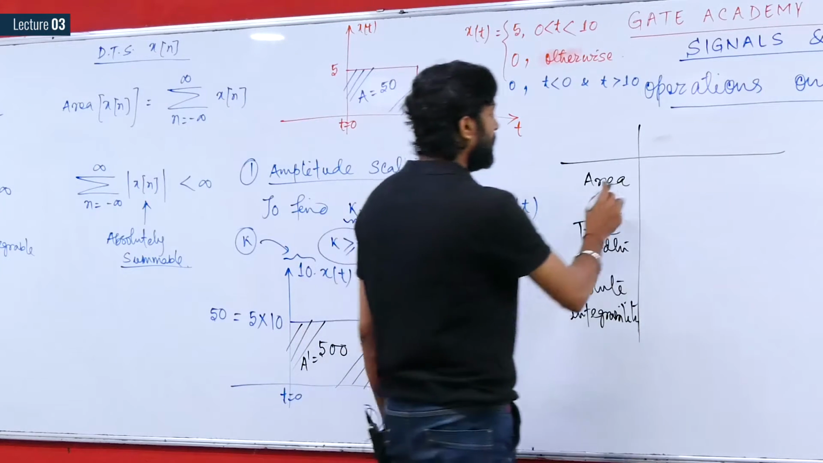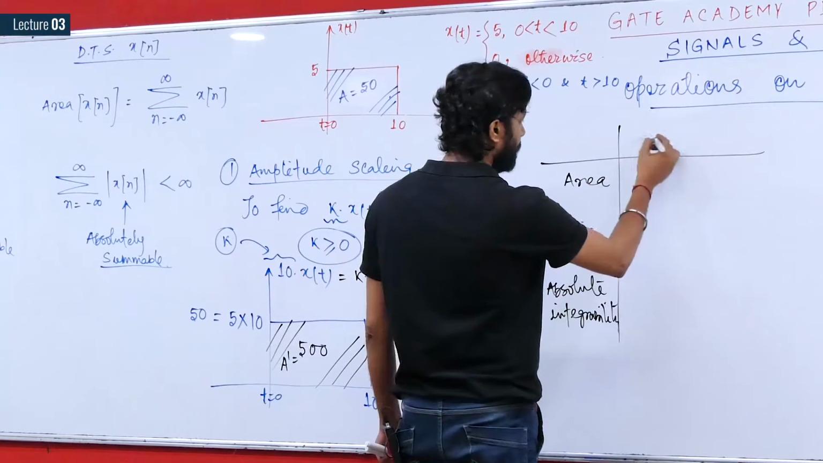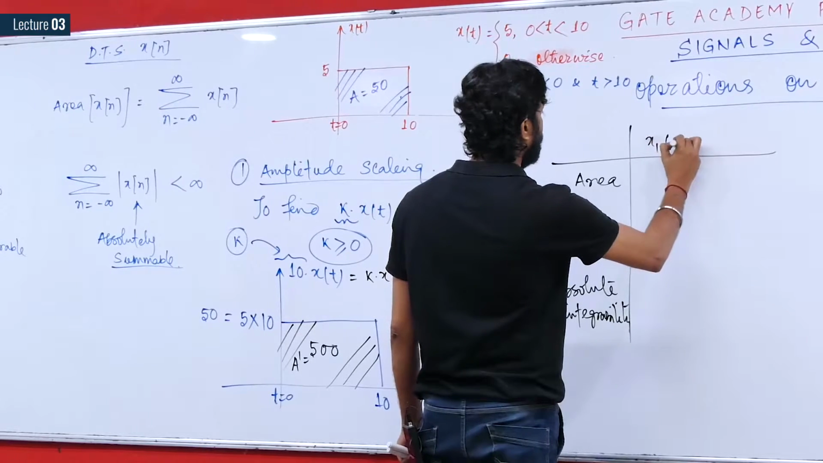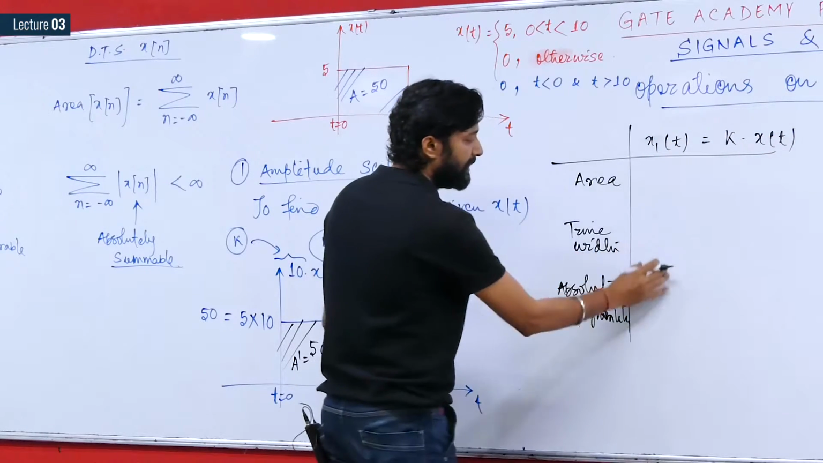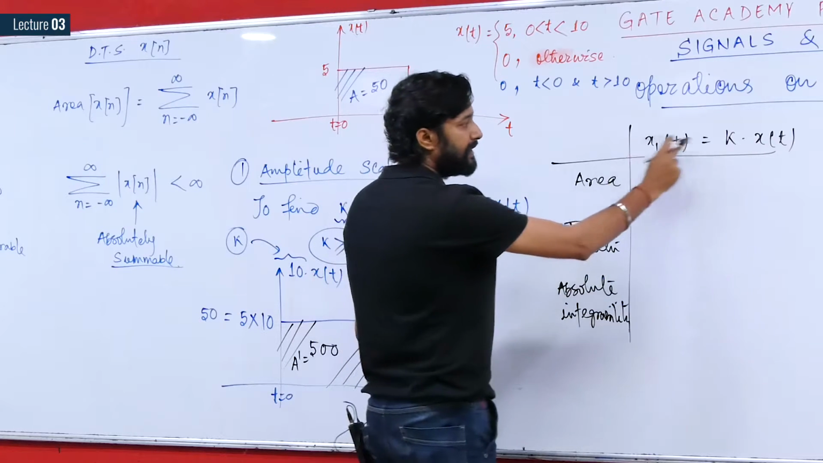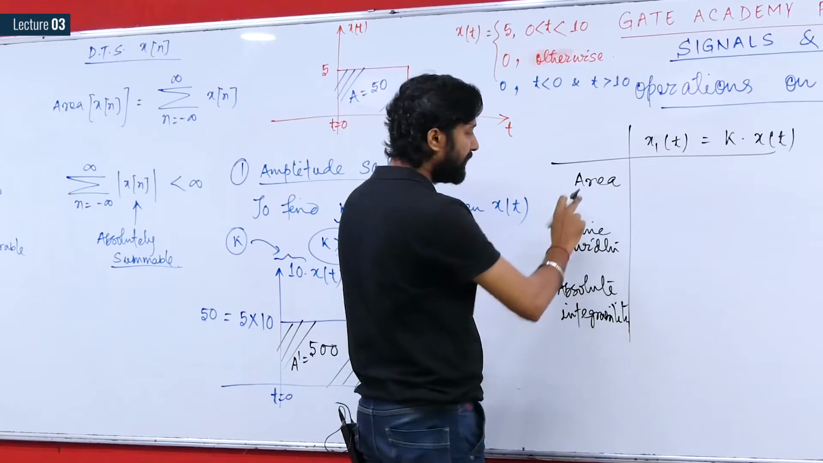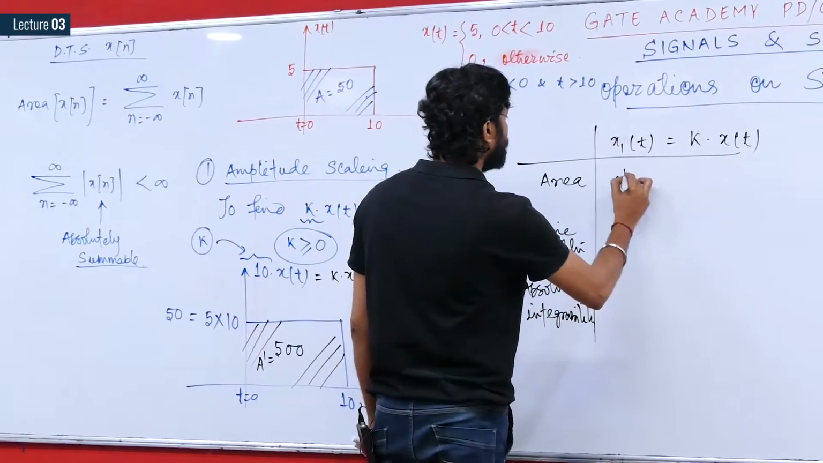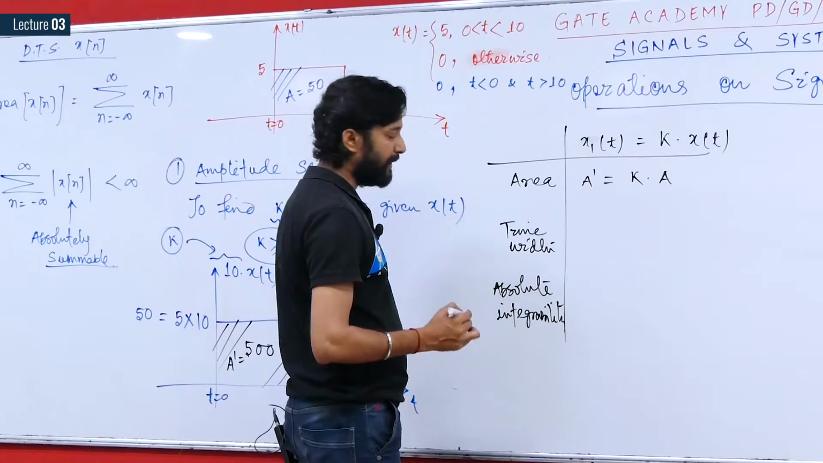Therefore you can say that if the area of x of t was A, then the area of the signal, we are saying x1 of t, that is k times x of t. We are discussing all these values for a signal x1 of t, that is the amplitude scaled version of x of t by a scaling factor of k. So the new area will be A dash equals k times the earlier area, that is k into A.